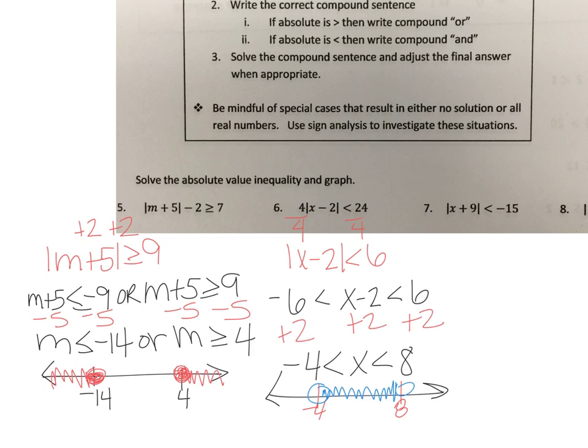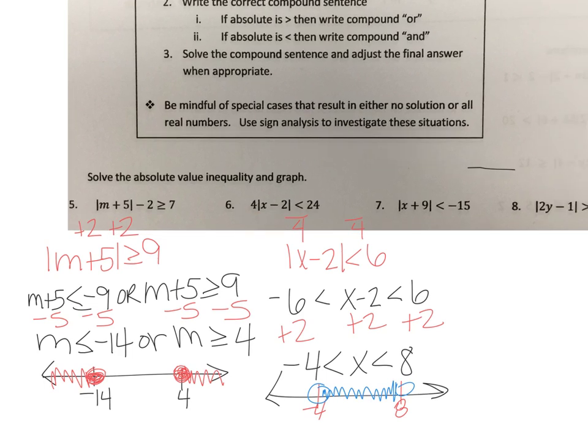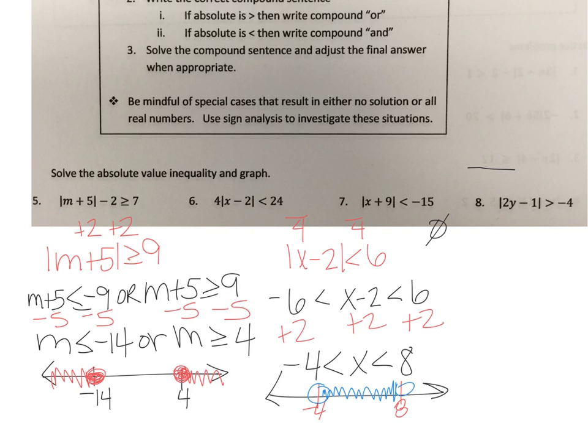And then we have number 7. Is that a special case? The absolute value of x plus 9 is less than negative 15? Yes, this one has to be no solution, because the absolute value can never be less than a negative. And what about number 8? The absolute value of 2y minus 1 is greater than negative 4. Is it no solution? Greater than a negative. When is the absolute value greater than a negative? Always. So number 8 is all real numbers. Okay.